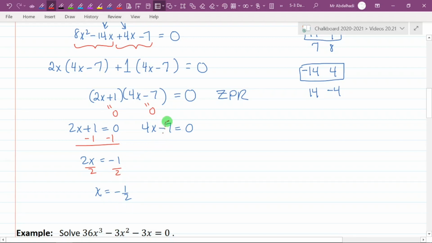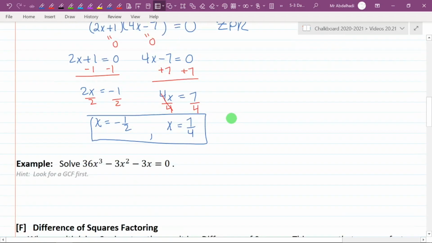And now for this one, you want to get rid of the 7. You can add 7 to both sides. This becomes 4x equals 7. We want to get rid of the 4 now. Divide both sides by 4. Those 4s look a little sloppy. And you get x equals 7/4. And that's it. Those are your two answers. That's the AC method. Let's do one more.